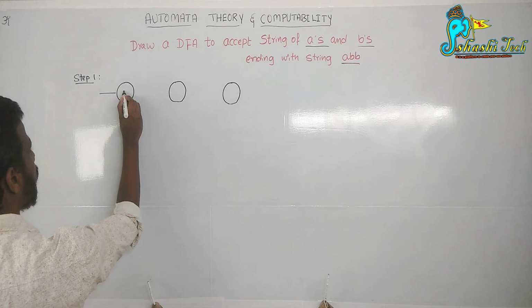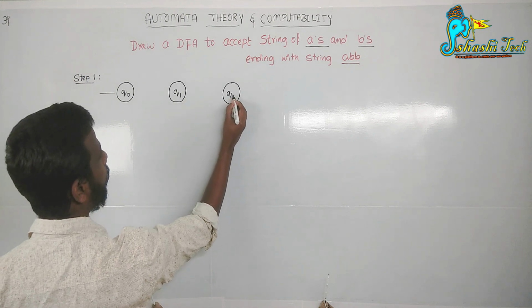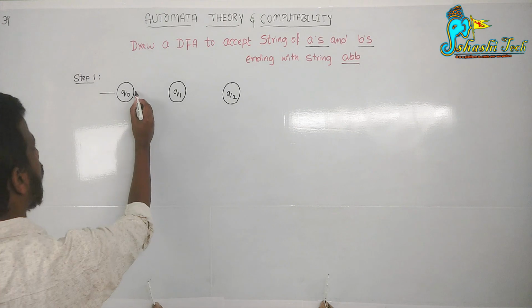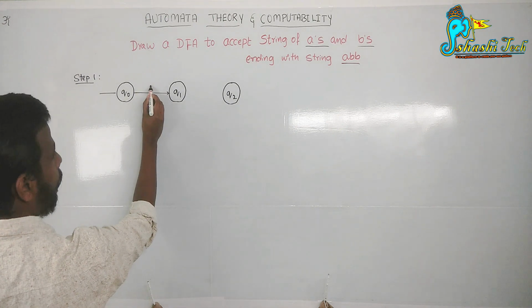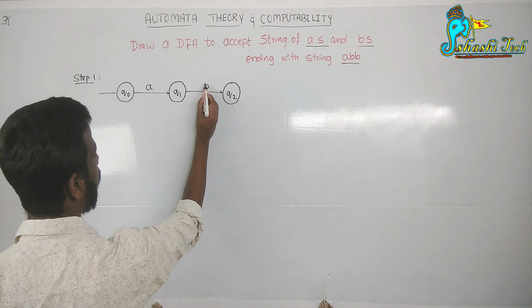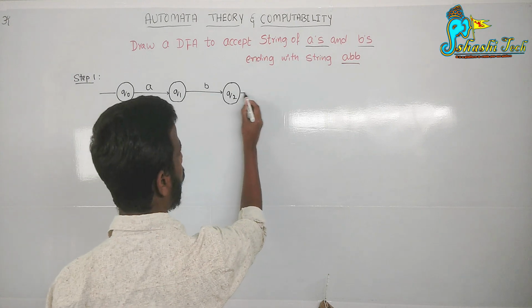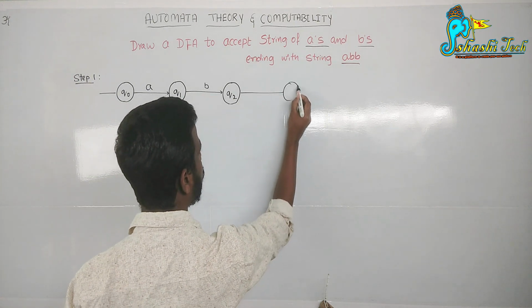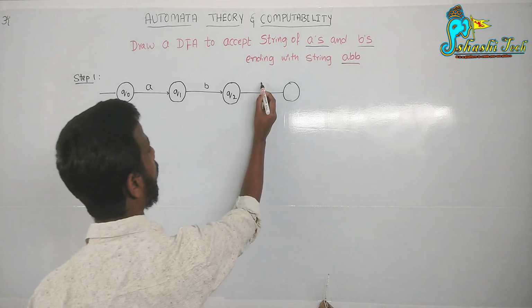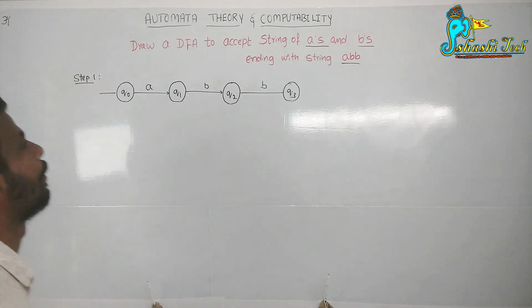This is the starting state. I will name them Q0, Q1 and Q2. Here it is going to accept A, here it is going to accept B. And one more thing, we require one more state, that is for B. I will name it Q3.